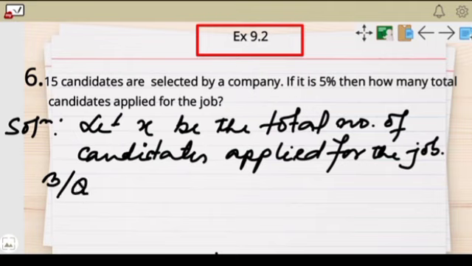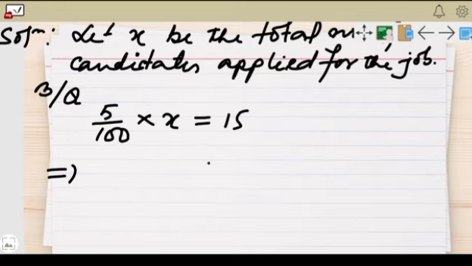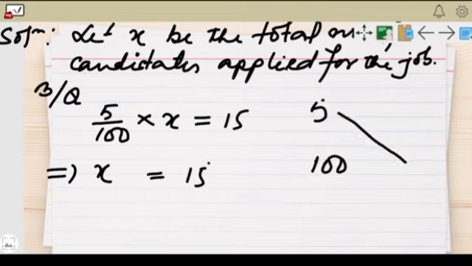So by equation, what happened now? 5% means, don't forget, 5 by 100 into the total number of candidates who applied, X, is 15. From this equation we are going to find the value of X. Implies, let me write this X here, and we are going to send this 5 by 100 to the other side. Remember, I told you before also in the previous class, 5 is in the numerator and 100 is in the denominator. So remember your cross multiplication. 5 will come down to the denominator and 100 will go to the numerator.